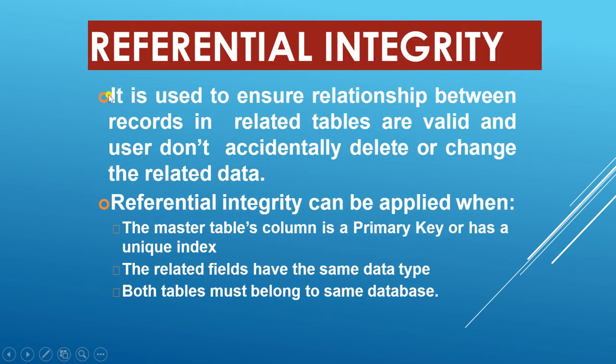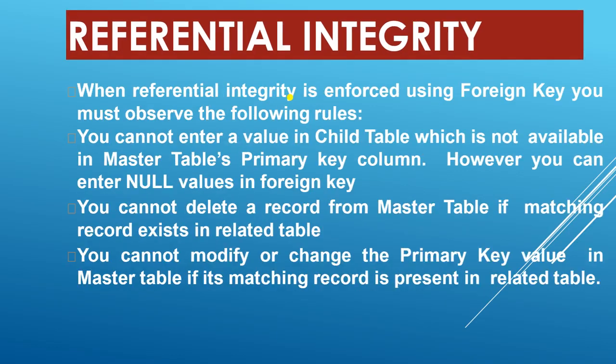Now referential integrity. Referential integrity is used with the foreign key. It is used to ensure that the relationships between records in related tables are valid and that the user doesn't accidentally delete or change the related data. In this you cannot enter a value in the child table which is not available in the master table. You cannot delete a record, and you cannot modify or change the primary key value in the master table, if its matching record is present in the related table.